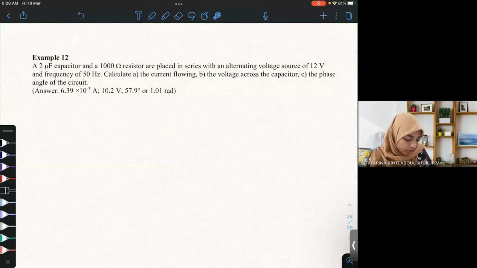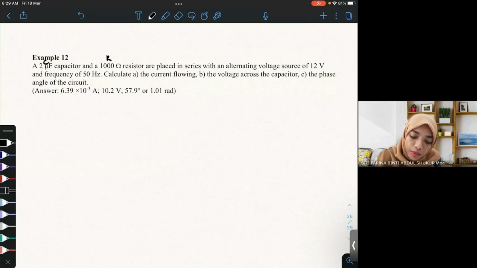Okay, what you have here is a 2 microfarad capacitor. Sini dia bagi nilai kapasitor kita. So this is your capacitance. And a 1000 ohm resistor. So dia bagi nilai resistance kita for this particular resistor are placed in series with alternating voltage source of 12V.